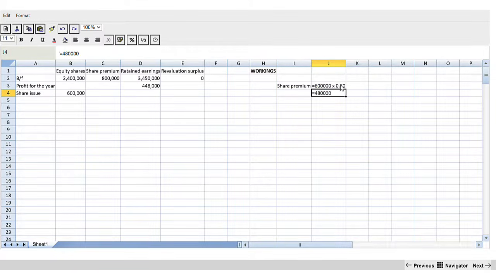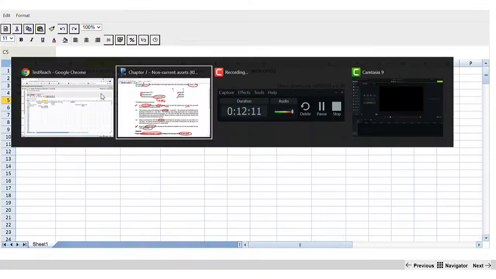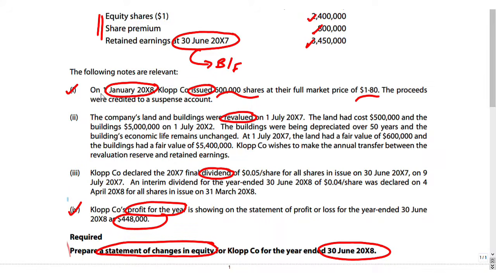So what I'd do there, 600,000 times by the 0.8, put the apostrophe in, because then the marker can see what you've actually done. They don't want to be seeing all your formula and anything fancy like that. And again, 480,000 in terms of my share issue. Okay, excellent. How are we getting on with things there? Reasonably straightforward? Yeah, hope so.